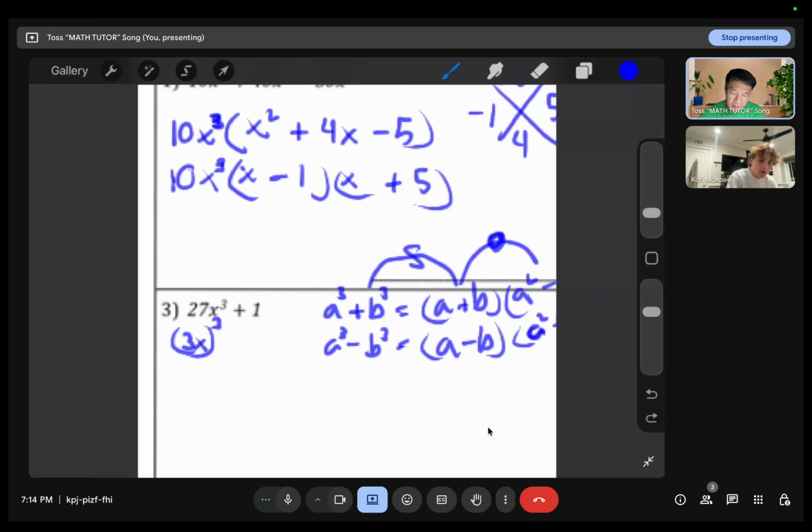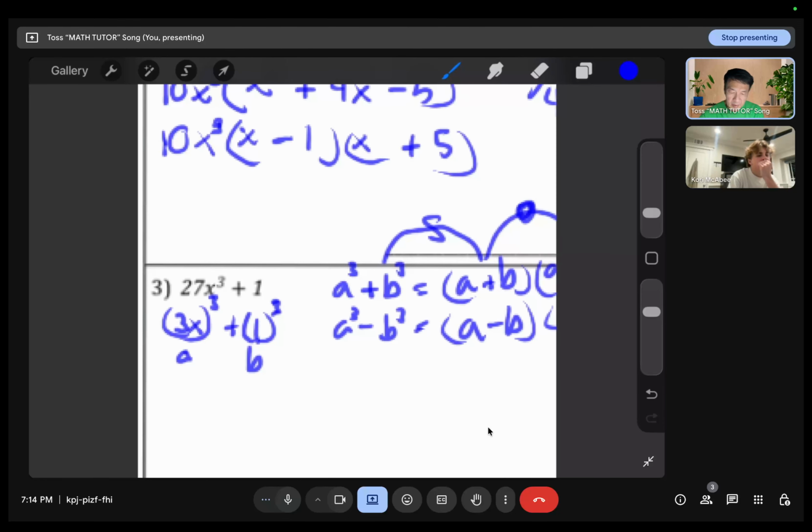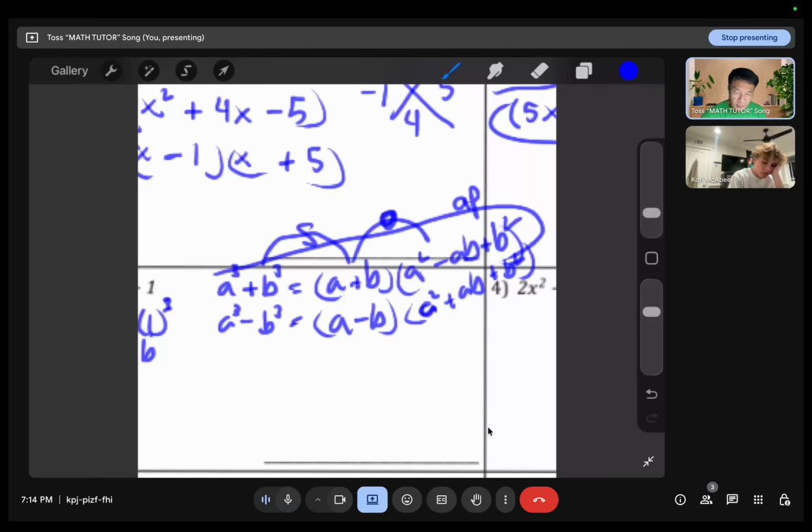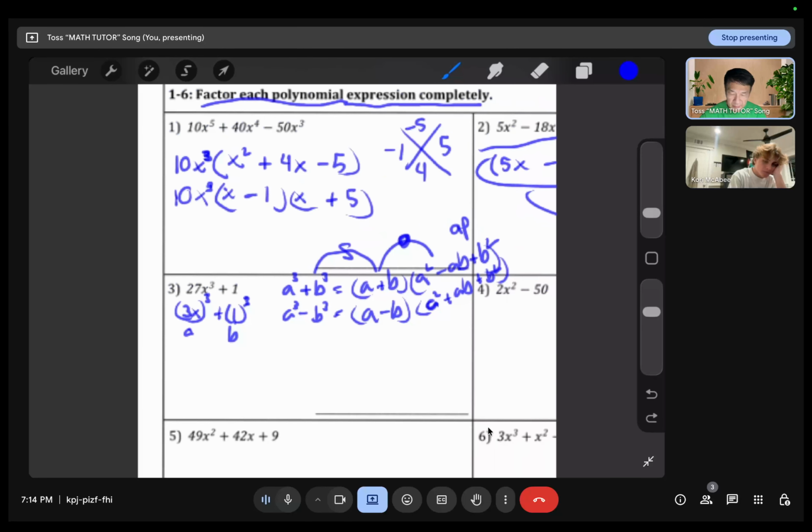Your a is exactly 3x, all of it, 3x together. So that will give you 27x cubed plus 1 to the third. I'll parenthesize that too. You don't have to, but what that means is that your a will be 3x, your b will be 1. Okay, and then you can use the top formula here.